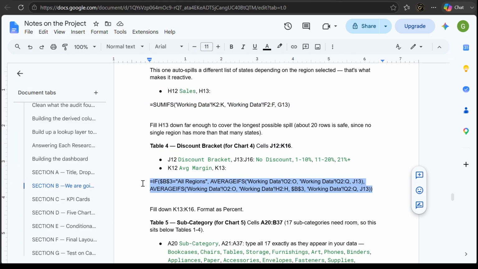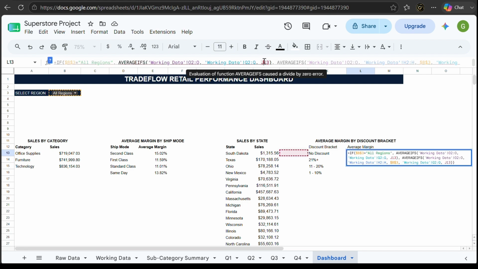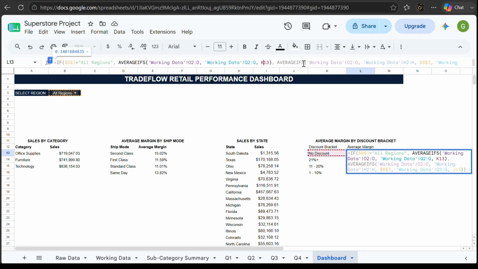Then to get the average margin, the same thing works again. I'm simply trying to compare for each of... Why am I having division by 0? I think I must have referenced something wrongly. Oh, that should be K13 here, not J13, K13. Did I reference it wrongly in any other place?